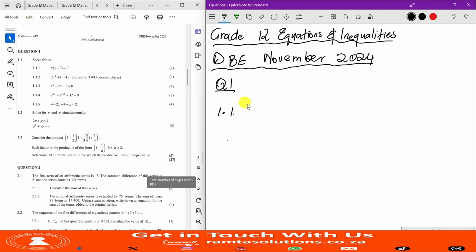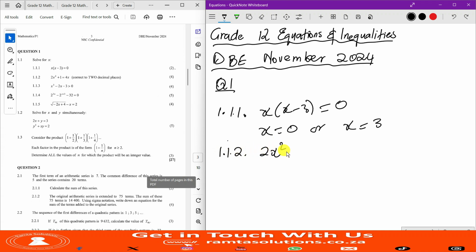Solve for x. 1.1.1. When you have x, open bracket, x minus 3 equals 0, our answers will be x equals 0 or x equals 3. Okay, cool. 1.1.2, you have 2x squared plus 1 equals 4x. You must put it in standard form, ax squared plus bx plus c equals 0. So it'll be 2x squared minus 4x plus 1 equals 0.